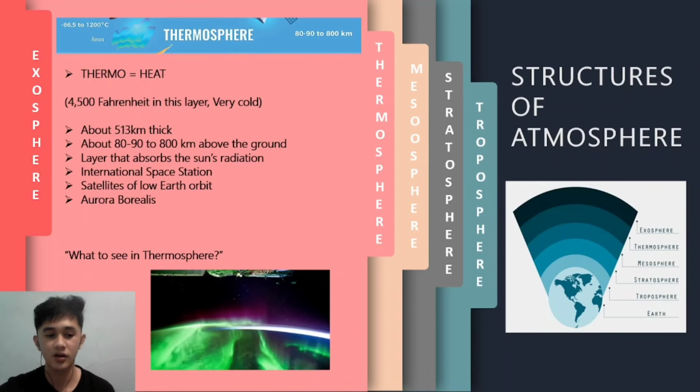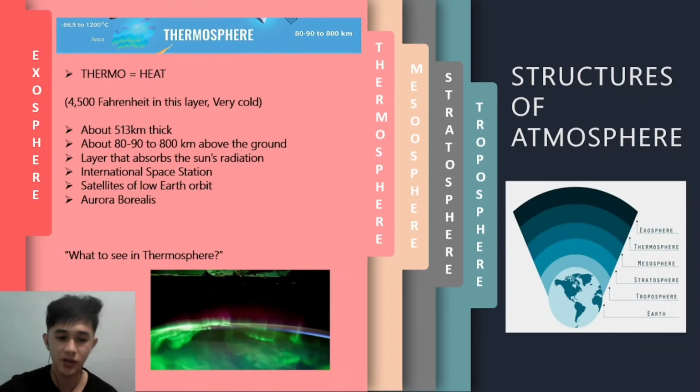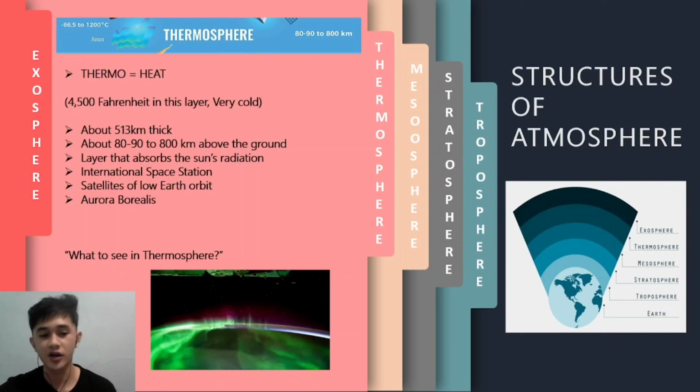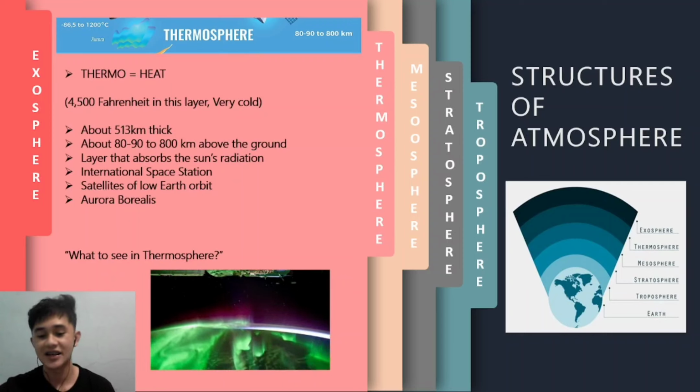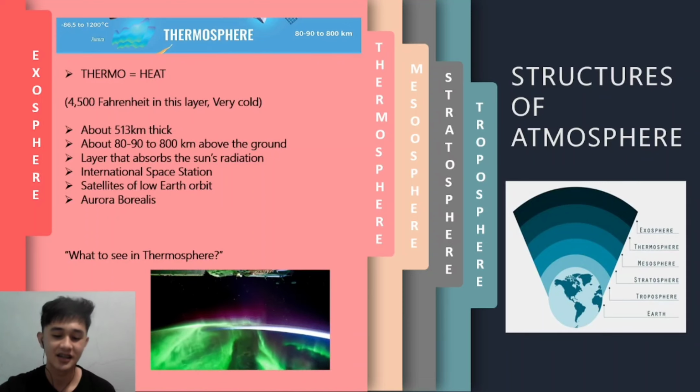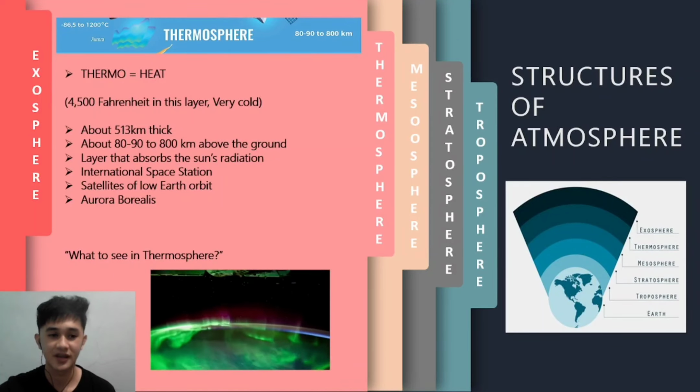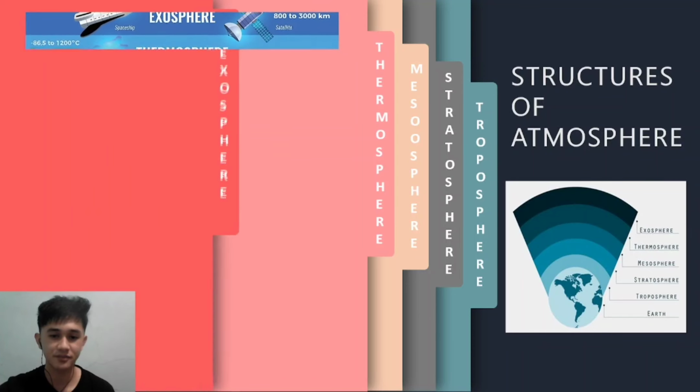Dito, ano nga ba yung makikita natin sa thermosphere? Makikita natin sa thermosphere are yung aurora borealis, northern lights, southern lights, or even the shuttlecraft.